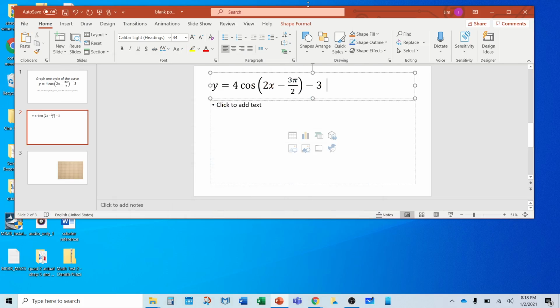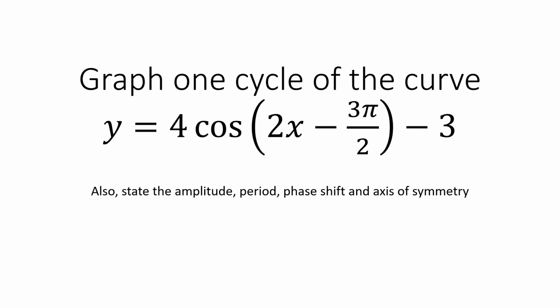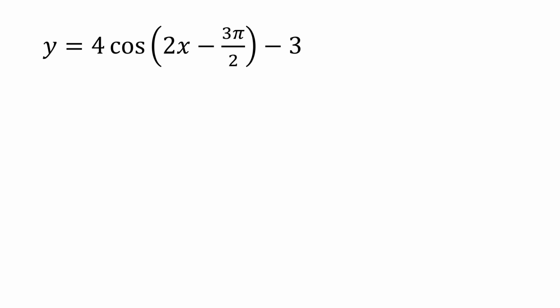In this question, we're going to graph one cycle of the curve shown, and we're going to state the amplitude, period, phase shift, and axis of symmetry. Okay, well, the first thing we want to do is establish the values of A, K, D, and C. So we're going to factor 2 from the input of the function.